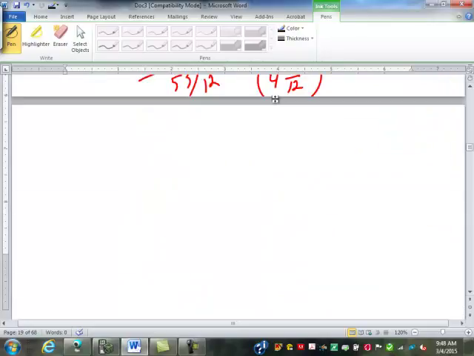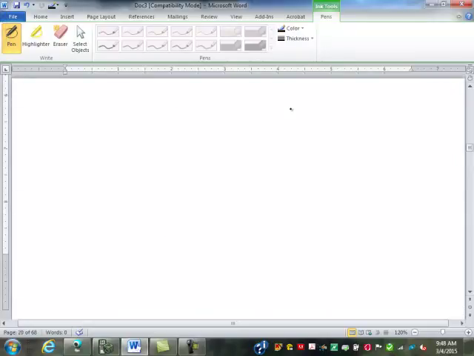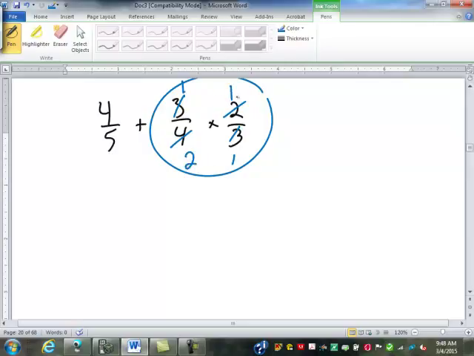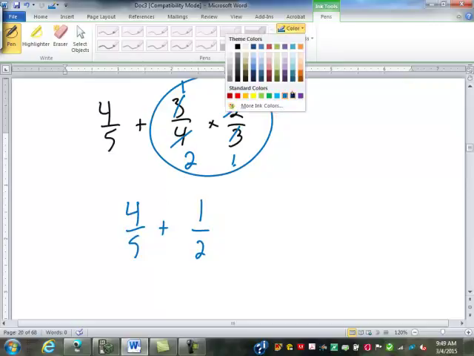Okay, 15. 15 is a little bit of a bundle of joy. The big thing with 15 is you do have to do order of operations, and you have to multiply first. 3/4 times 2/3. The 3's cross cancel to give you 1 and 1. 4 and 2 cross cancel to give you 1 and 2. 1 times 1 is 1. 2 times 1 is 2. So you get 1/2. So now it is 4/5 plus 1/2.